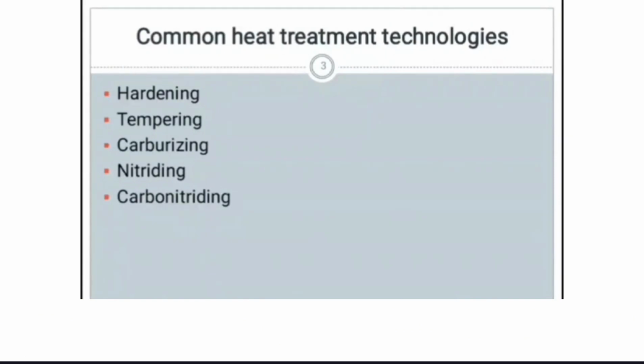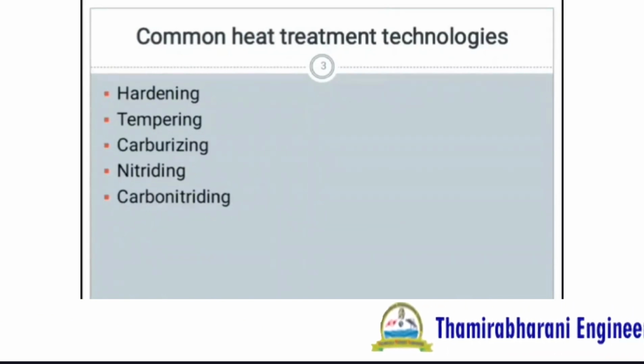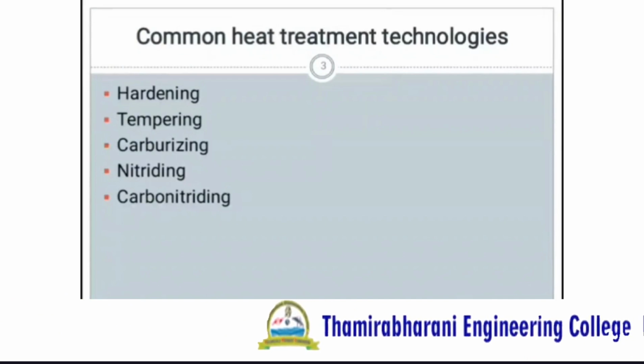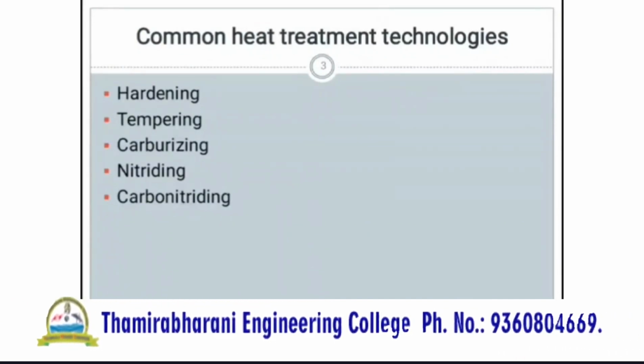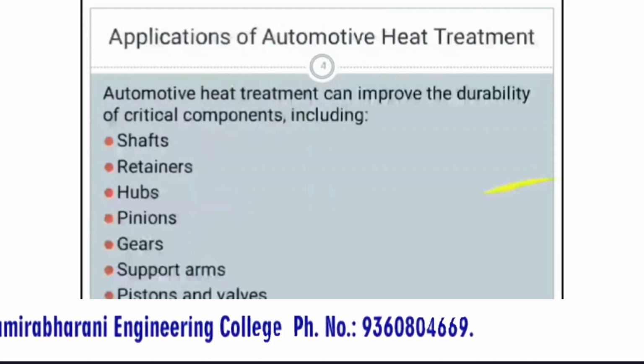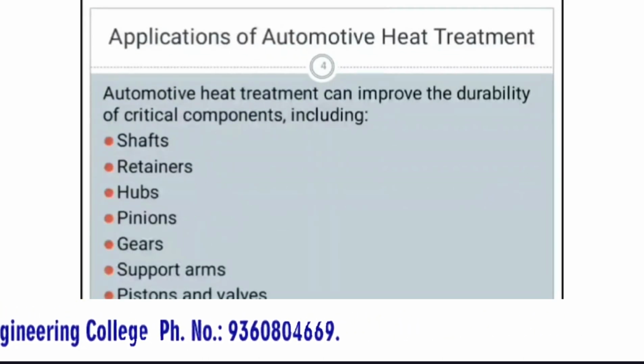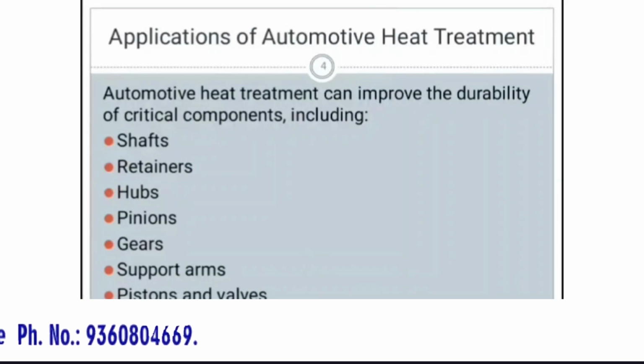Next, the common heat treatment technologies. The first one is hardening, then tempering, carburizing, nitriding, carbonitriding. These are the various techniques which are used to improve the strength of the material and improve the corrosion resistance. And then, how is it applied in the automobile industries?